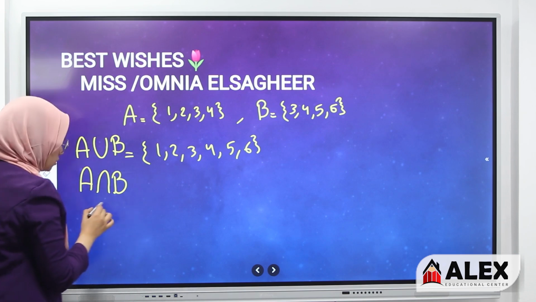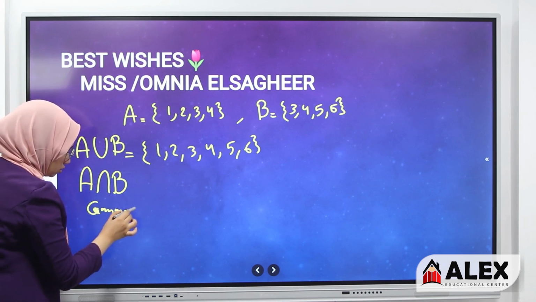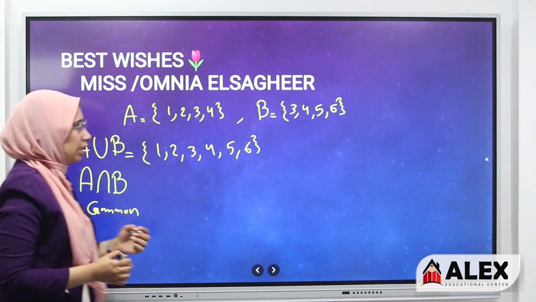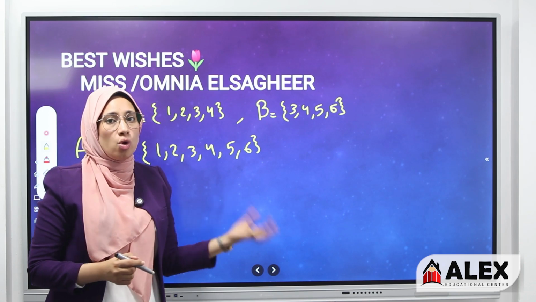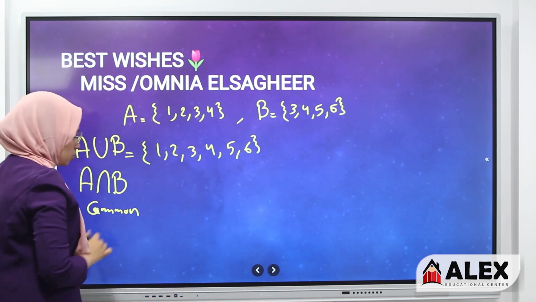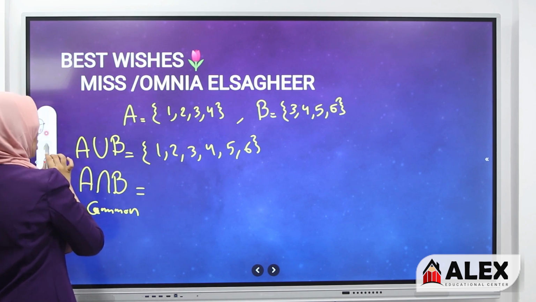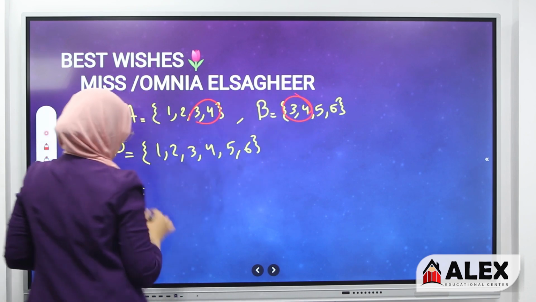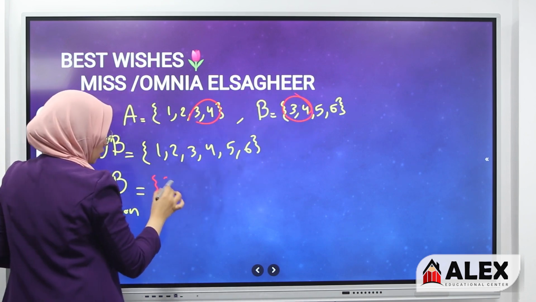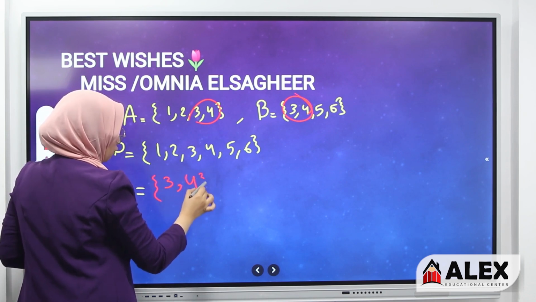A intersection B. Intersection, that means the common elements. We call them common elements, meaning elements shared between the two. But the union is all of these elements without repeating. What is the common element here? The common elements are 3 and 4. The intersection of A and B is 3 and 4.